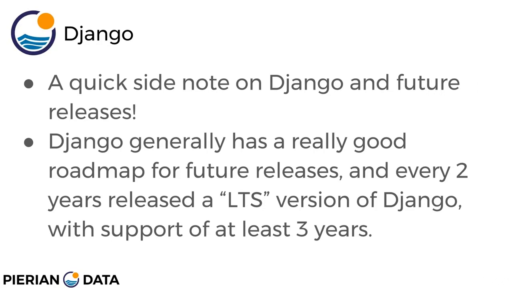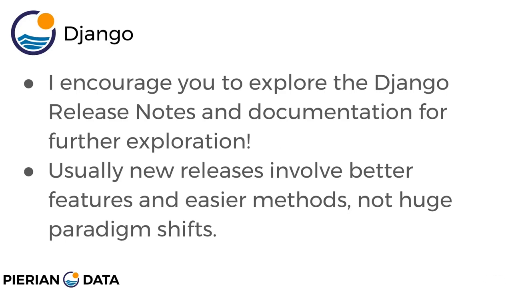Django in general has a really good roadmap for future releases, and every 2 years, they release what is known as an LTS, or long-term support version of Django, with support guaranteed of at least 3 years. Now, for a lot of people who work at enterprise companies, long-term support usually means something like 10 years, not just 3 years. But please keep in mind that Django is an open source project. It's really just a bunch of volunteers donating their time. So 3 years is a pretty long-term support for such an open source project.